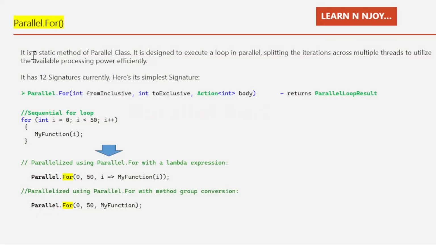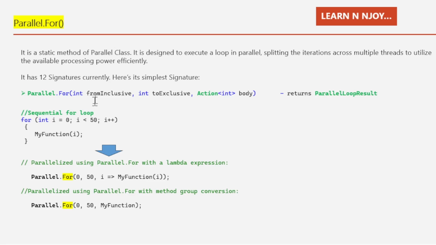Parallel.For. Parallel.For is a static method of the Parallel class. It is designed to execute a loop in parallel, splitting the iterations across multiple threads to utilize the available processing power efficiently. Currently, it has 12 signatures. Here is its simplest signature: Parallel.For, int fromInclusive, int toExclusive, Action<int> body, returns ParallelLoopResult.